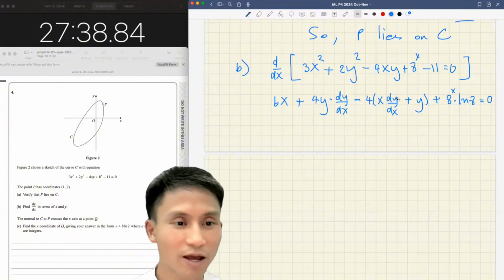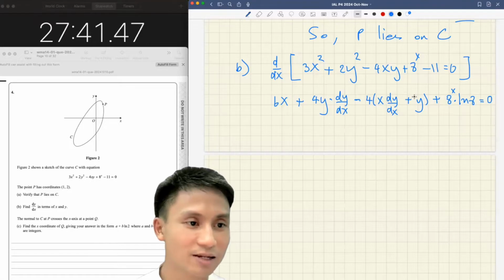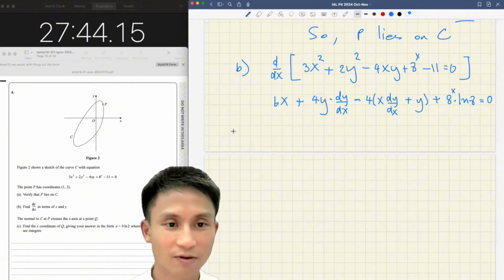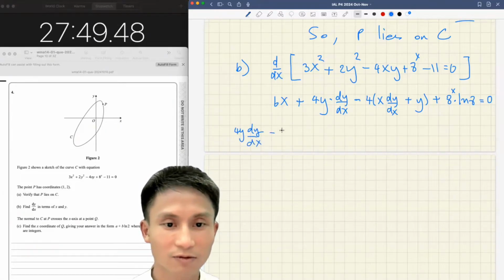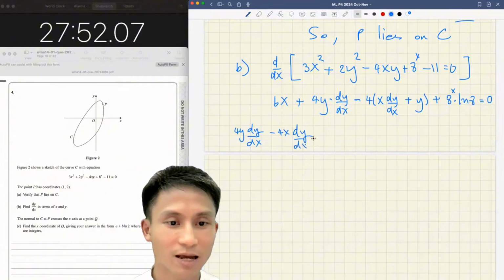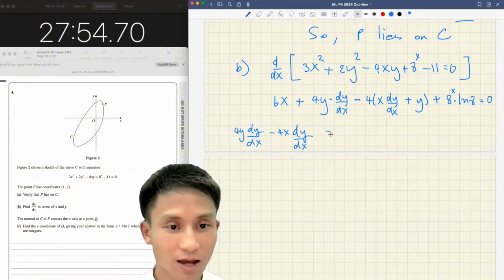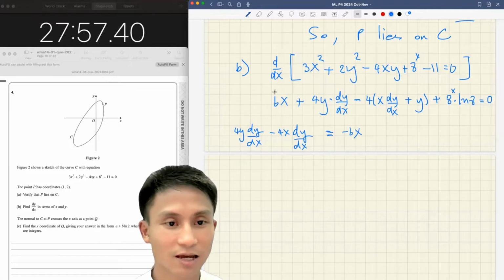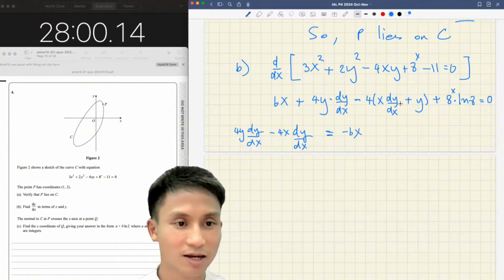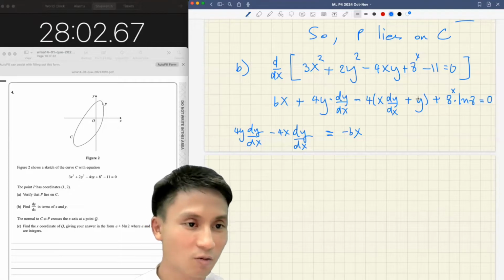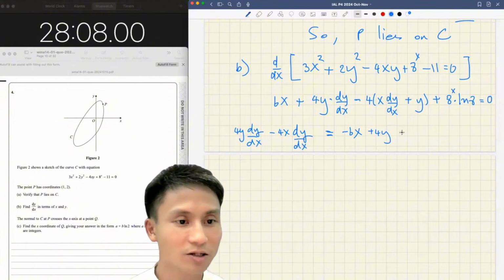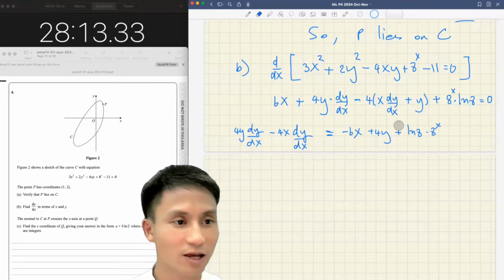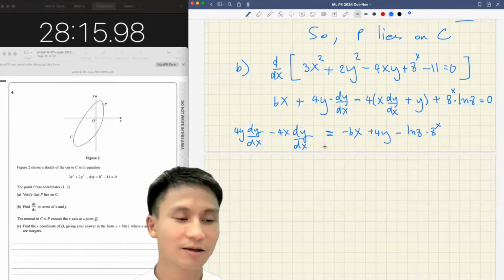Okay, so I'm going to move everything that is not dy by dx related to the other side. So I'm going to have 4y dy by dx here, and then minus 4x dy by dx, expanding that bracket. And then on the other side, I have a minus 6x, this guy going away. This guy is kept, this guy is kept. So this is a minus 4 and a y, so we have a plus 4y here. And then this whole lot is ln 8 times 8 to the x, being a negative, don't forget, because we move to the other side.